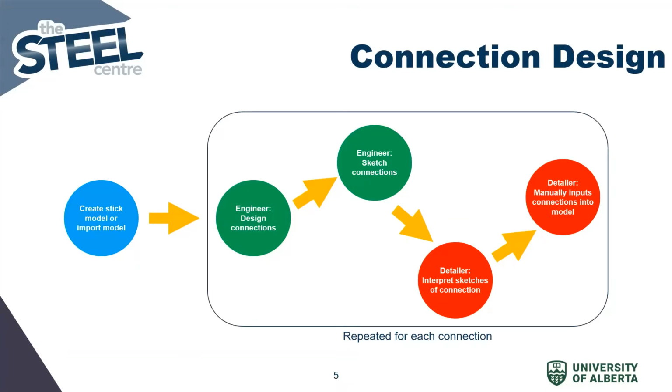What typically happens is the detailer will first create a stick model or a bare bone structural steel model of the structure, and then the engineer will be able to use that model along with the structural drawings in order to design the connection. Once the connection is designed, they'll sketch out the connection and hand that sketch over to the detailer, who will then have to interpret that sketch and manually input all the parameters of that connection directly into the model. This process has to be repeated for basically every connection in a structure. So you can see how much time and effort actually goes into designing all the connections in a building, which makes the use of generative design quite desirable.